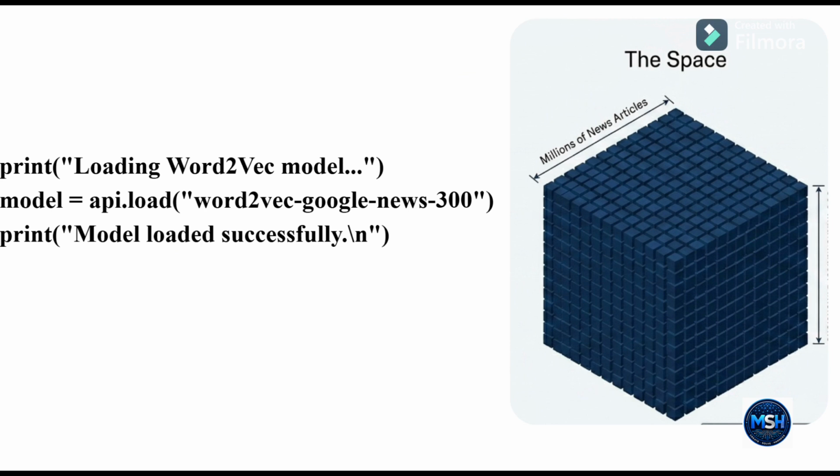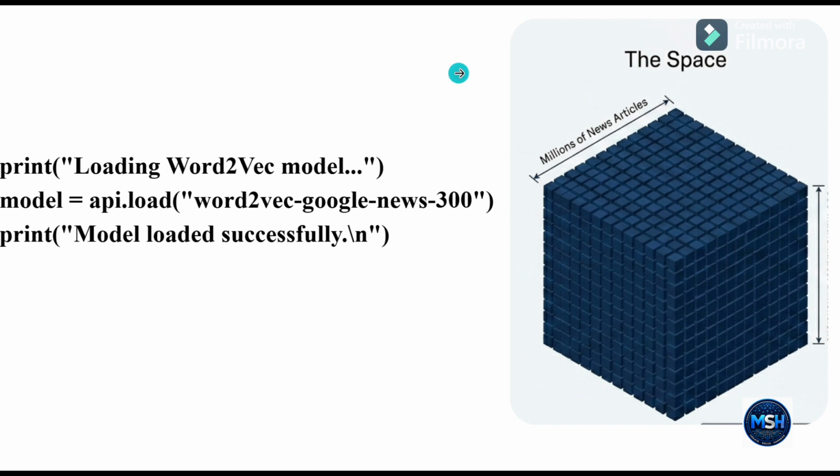It is a module that is already trained on Google News. Google News is the data the word2vec module was trained on, and each word has a representation in vector form, with 300 dimensions. This is the print statement: loading word2vec module.